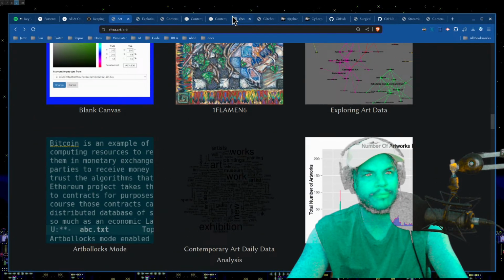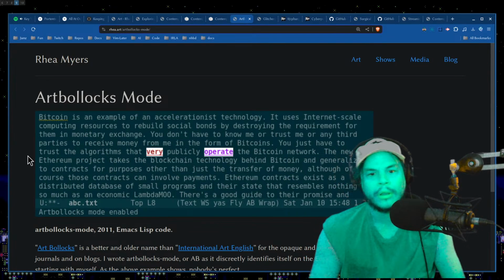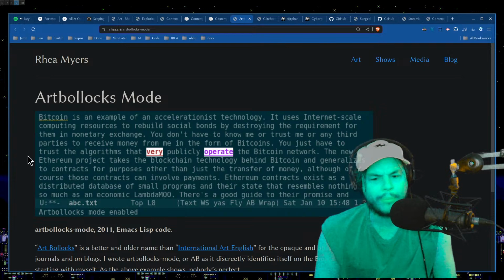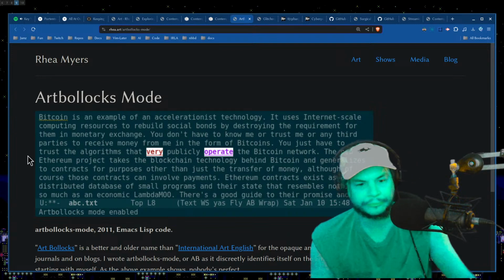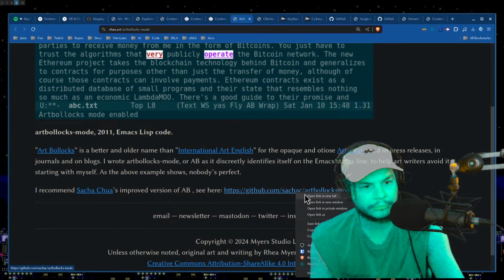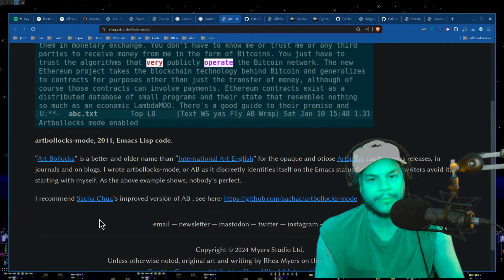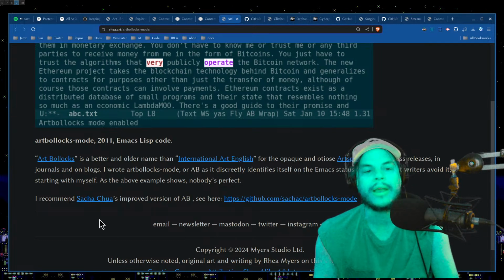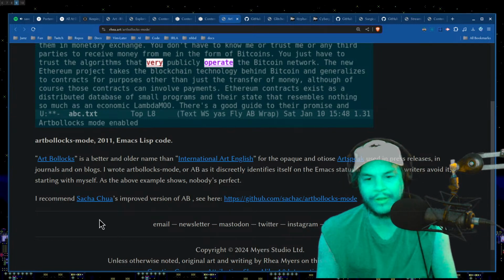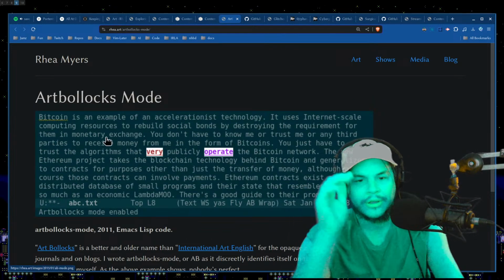All right, we're in Art Bollocks mode. Whoa. Art Bollocks mode 2011. We're talking about the accelerations of Bitcoin. Whoa. That's crazy. So Art Bollocks is a better and older name than International Art English for the opaque art speak used in press releases, in journals and on blogs. I wrote Artbollocks mode, or AB, as it discreetly identifies itself on the Emacs status line, to help art writers avoid it, starting with myself. Dude, literally, this is Emacs, this is Emacs extensions, or whatever you call it in Vim, as art. It's amazing, hilarious.